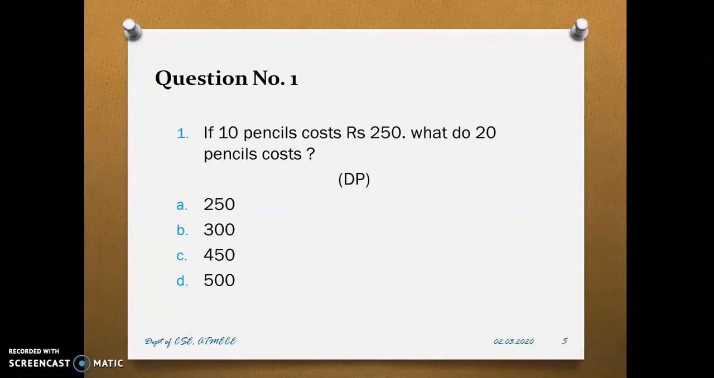Question number 1 says, if 10 pencils cost rupees 250, what do 20 pencils cost? So this question is direct proportion. It is just like if the number of items increases, the cost also increases. If the number of items decreases, the cost also decreases. Here the number of items is 10 pencils. To buy 10 pencils, the cost incurred here is 250. So what do 20 pencils cost? Here 20 pencils means the cost should be greater than this.